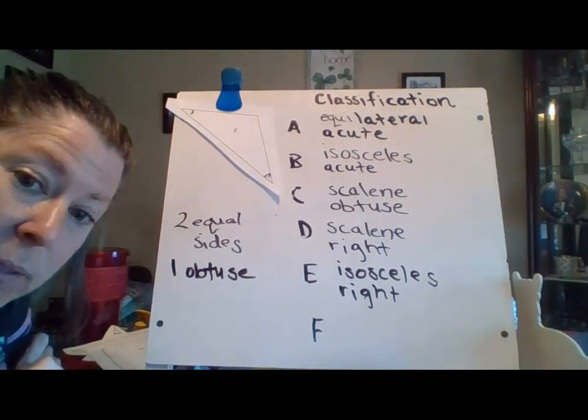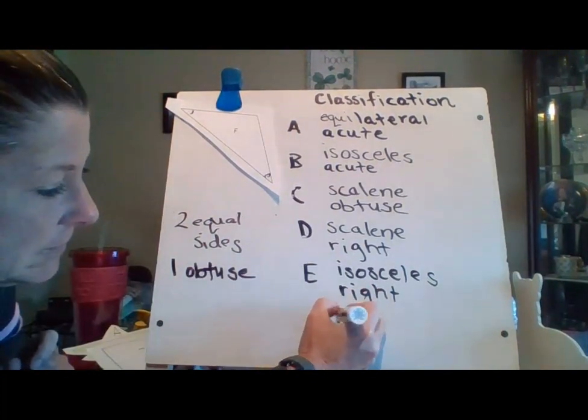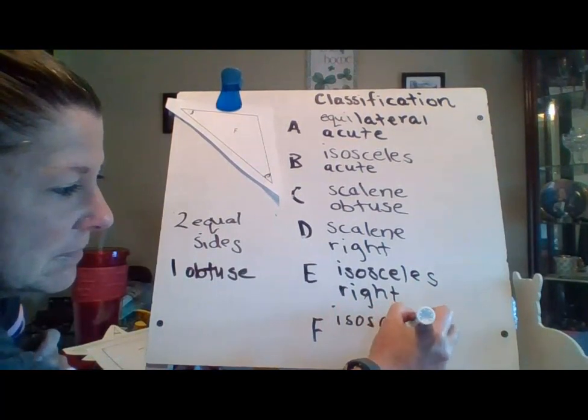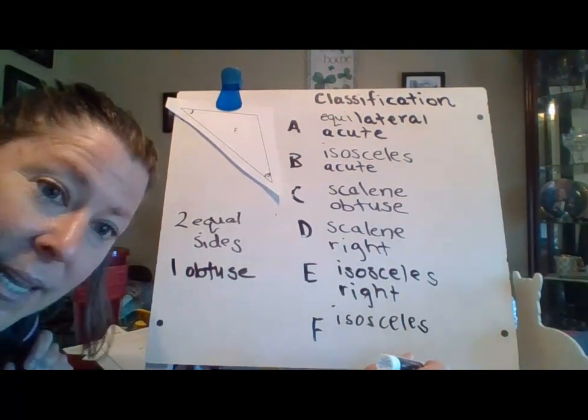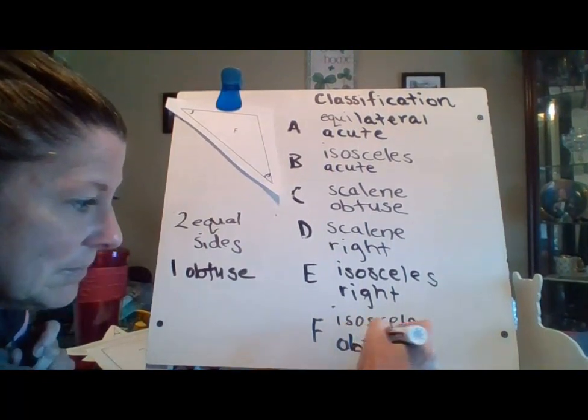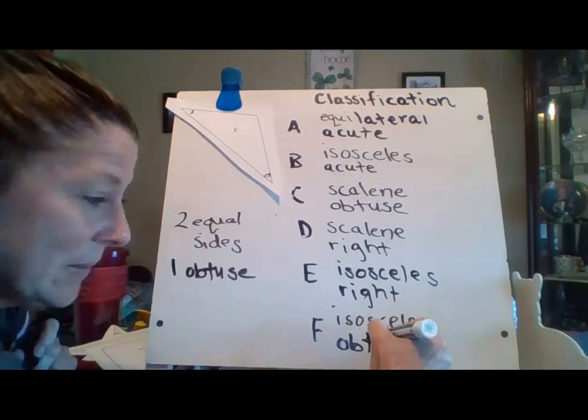So if I have 2 equal sides, I'm isosceles. If I have one obtuse angle, I am an obtuse triangle.